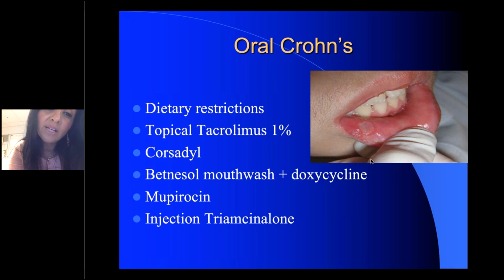And what we use are dietary restrictions. And also we can use topical treatments like tacrolimus, mouthwashes with betnesol as well as some antibiotics in there like doxycycline. And if it gets really bad, we can also inject, but obviously we work in close combination with our dental clinicians to try and manage this form of Crohn's disease, because like I say, it's quite difficult and the diets can be quite difficult to follow. So again, we also have our specialist gastro-dietitians who will continually advise these children on the dietary restrictions that they need to follow.